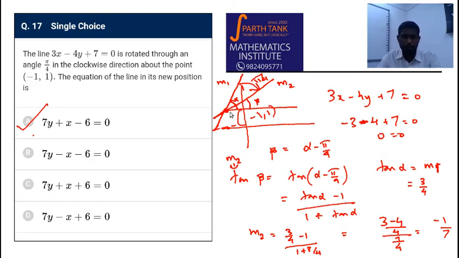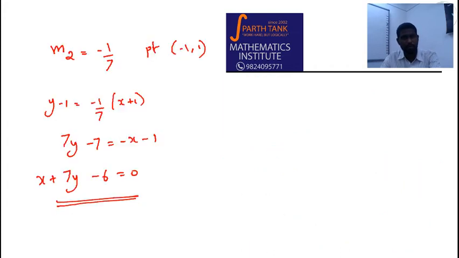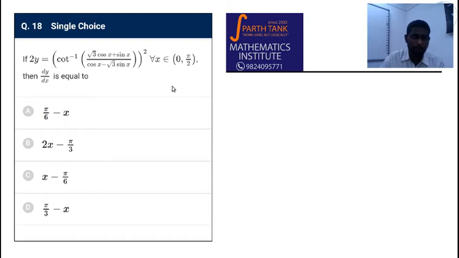Very simple. You show that the point lies on this line, and then since you know that the angle is going to be reduced by pi by 4, as it is rotated clockwise, you write tan beta is tan of alpha minus pi by 4 and use trigonometric identities. Now question number 18.